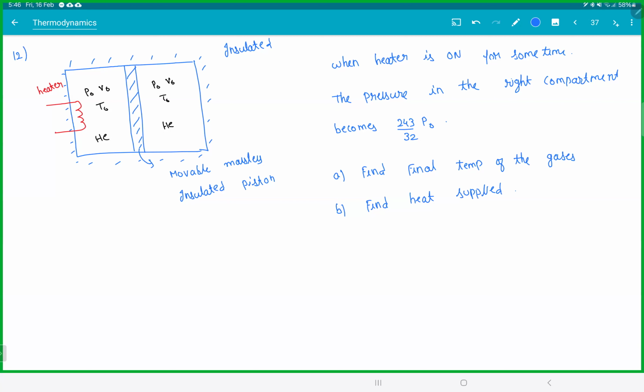Let's get this. Hope the question was clear. Initially, both the gases are identical. P naught, V naught, T naught. So when the heater is switched on, the pressure on the right side becomes 243 by 32 P naught, meaning it's actually getting compressed. Try. I'll give you 2 minutes.